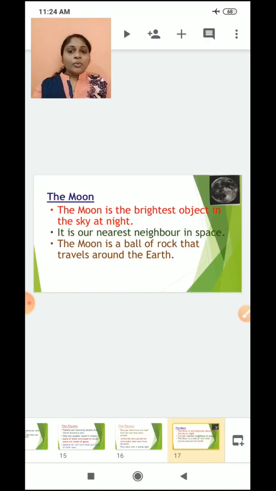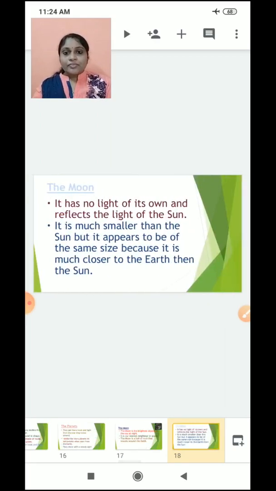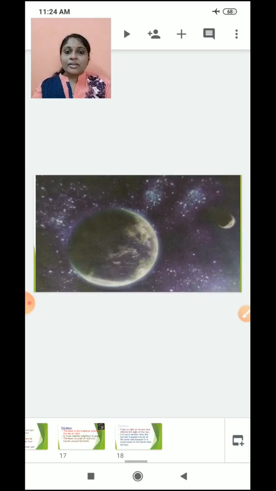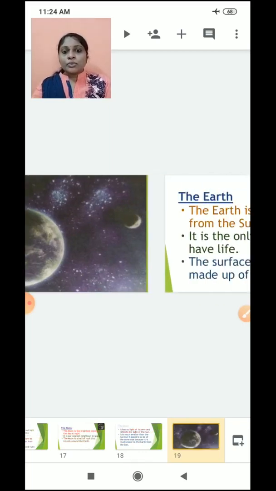And the moon. The moon is the brightest object in the sky at night. This is our nearest neighbor in space, and the moon is a ball of rock that travels around the earth. It has no light of its own and it reflects the light of the sun. It is much smaller than the sun, but it appears to be of the same size because it is much closer to the earth than the sun. So here is a picture of earth and moon.